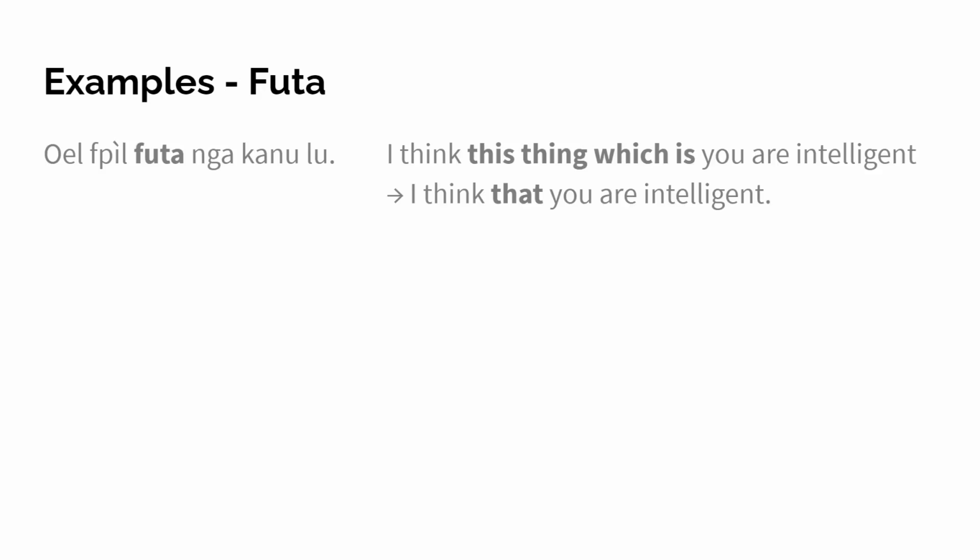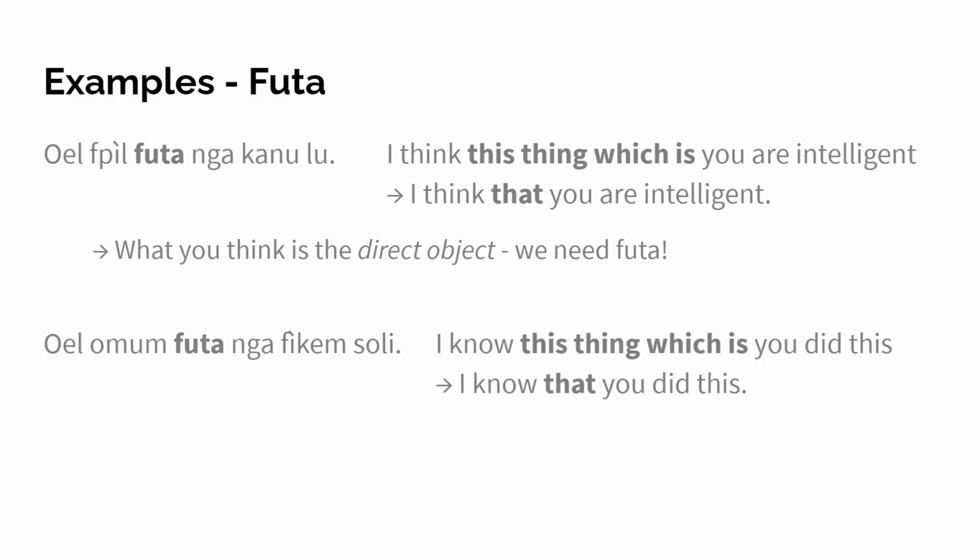Let's look at some examples of each of them and start with futa. Welfbil futa ngakanulu. I think this thing which is, you are intelligent. I think that you are intelligent. Why do we need futa here? What you think is the direct object. So what do I think? That you are intelligent. So we need futa because fil is a transitive verb. Well omum futa nga figem soli. I know this thing, which is you did this. I know that you did this. Again, what we know gets the T ending because it's a direct object. So we need futa here.